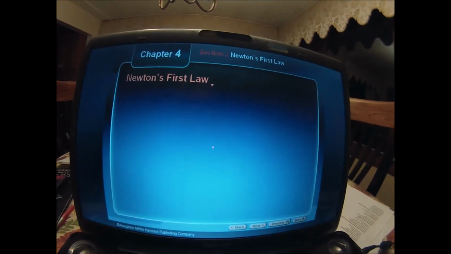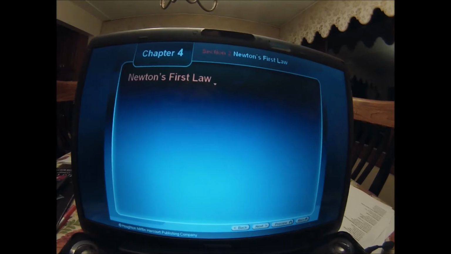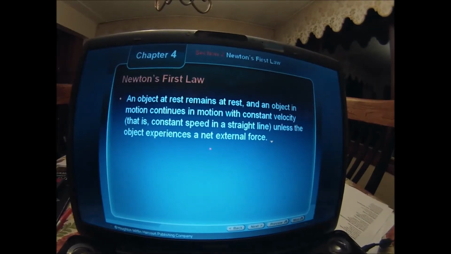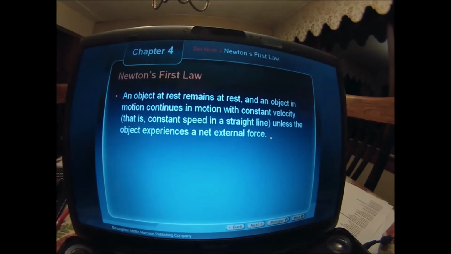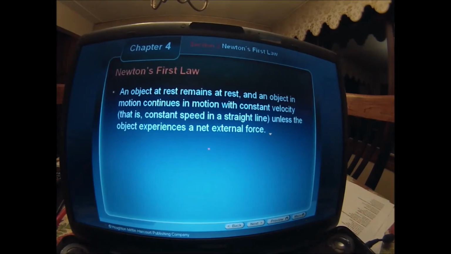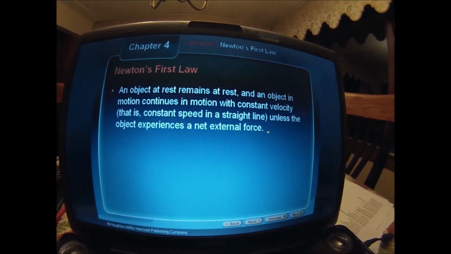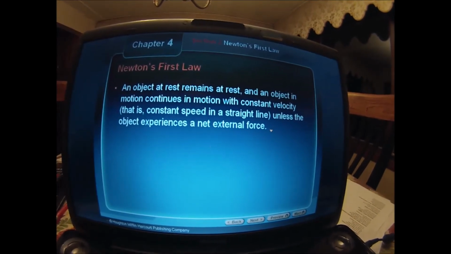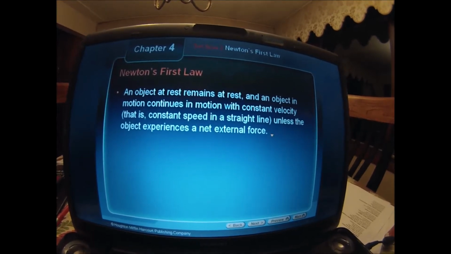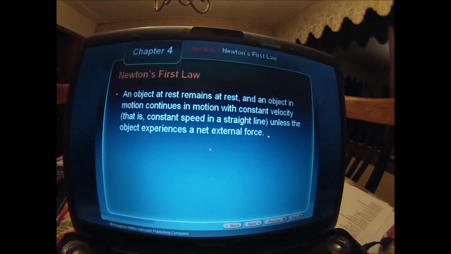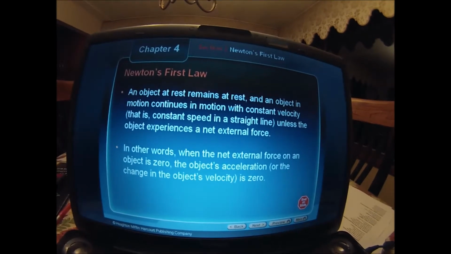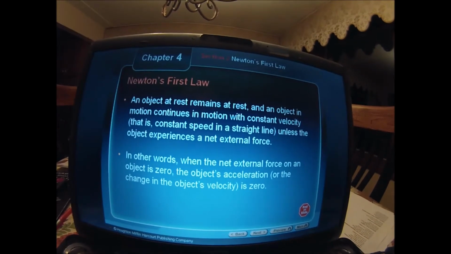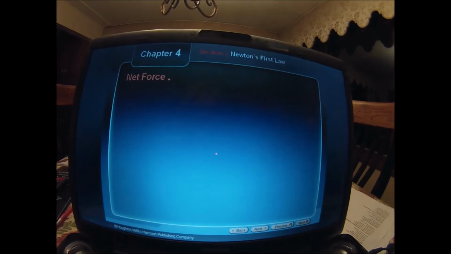Okay, this is section 2 of chapter 4, talking about Newton's first law. Newton's first law states that an object at rest remains at rest, and an object in motion will continue in motion with a constant velocity unless the object experiences another external force. In other words, it's going to continue at a constant speed in a straight line unless there's another force acting upon it. Or, when a net external force on an object is 0, the object's acceleration is 0, or the change in the object's velocity.